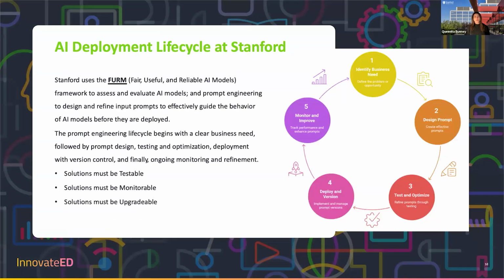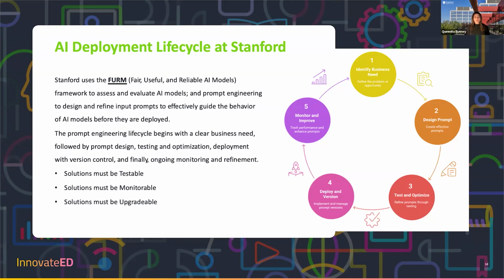Now, how does the AI deployment lifecycle work here at Stanford? Stanford uses what we call the FIRM framework, or the Fair, Useful, and Reliable AI Model Framework, to assess and evaluate the different AI models on the market. And we also use prompt engineering to design and refine the input prompts to effectively guide the behavior of the AI models before they're deployed to the market.